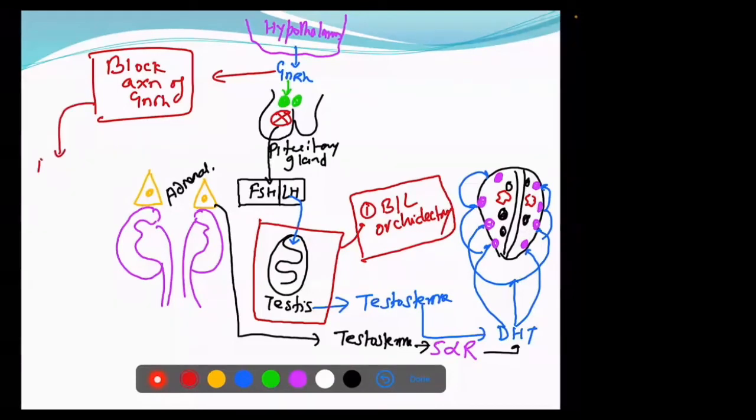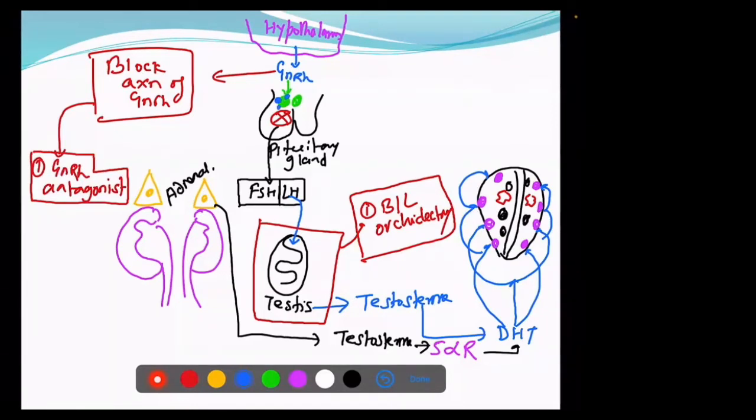One is known as GnRH antagonist, a drug that acts exactly opposite to GnRH. That is, this drug will block the receptor sites such that GnRH cannot work.